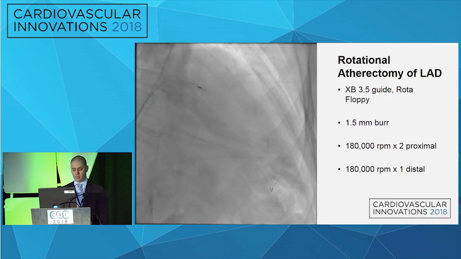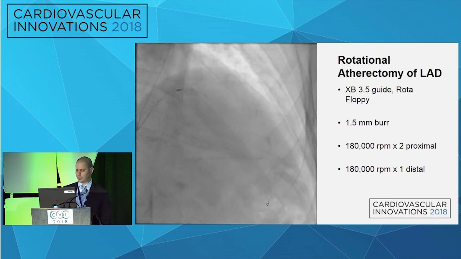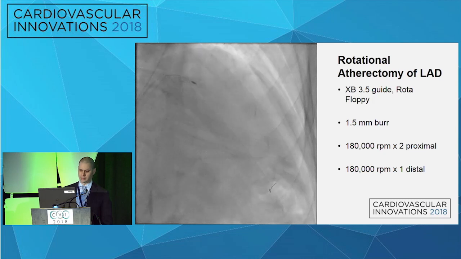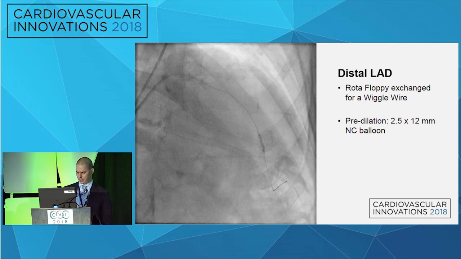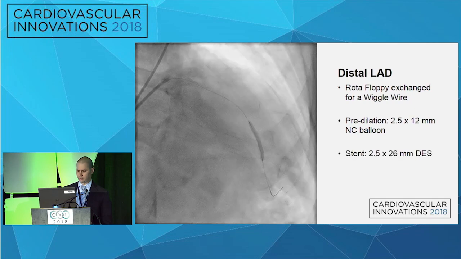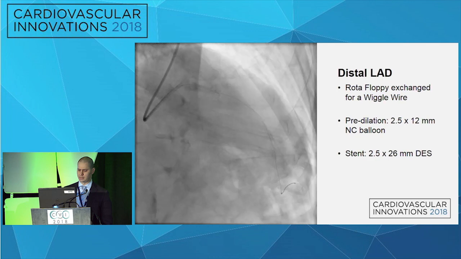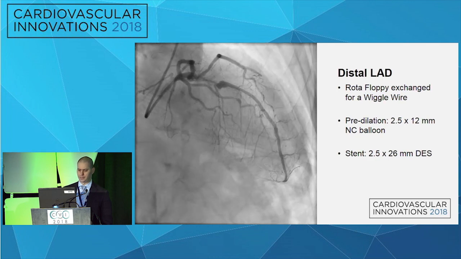So we started with the LAD, went down with a rotofloppy wire, used a 1.5 millimeter burr, and did rotational atherectomy, 2 passes in the proximal lesion, and then we also hit the distal lesion with a single pass. We switched out for a wiggle wire, and then we were able to predilate that distal lesion pretty easily with a 2.5 balloon, put in a 2.5/26 stent, and had a good result there.